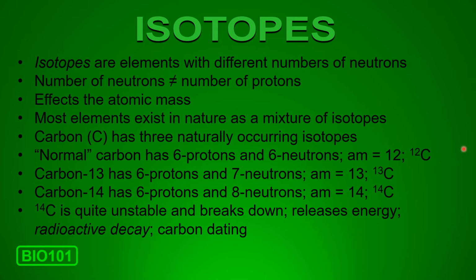Now, when we talk about isotopes, we are changing the number of neutrons. And so we're making a heavier atom by adding a neutron. So the number of neutrons here does not equal the number of protons. And of course it affects the atomic mass, because atomic mass is the mass of neutrons plus protons. So most elements exist in nature as a mixture of isotopes.